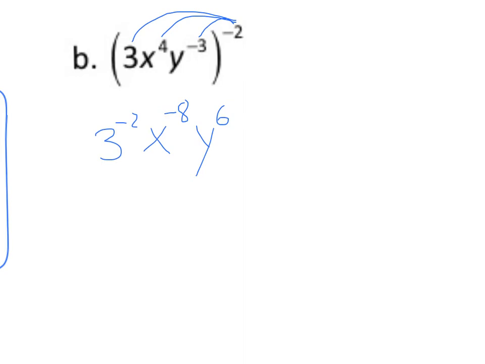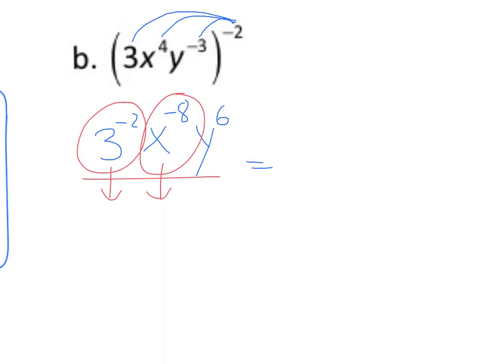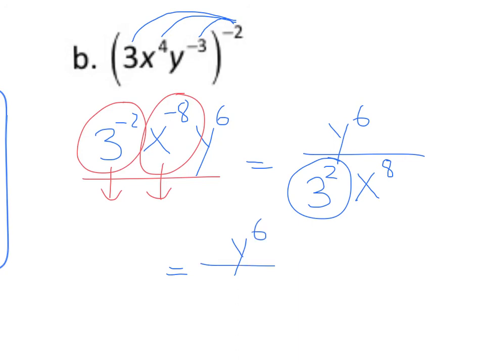And then anything with a negative exponent needs to move. So 3 to the negative 2 and x to the negative 8, both of those need to move down to the bottom. Y to the 6th can stay where it is. So I leave y to the 6th on the top. I move 3 to the negative 2 down, and it becomes 3 to the positive 2. And I move x to the negative 8 down, and it becomes x to the positive 8th. And then I can just evaluate 3 squared is 9, so we get x to the 6th over 9x to the 8th.